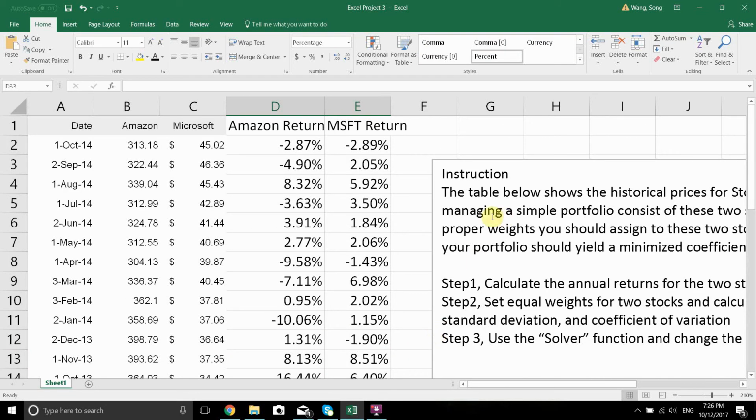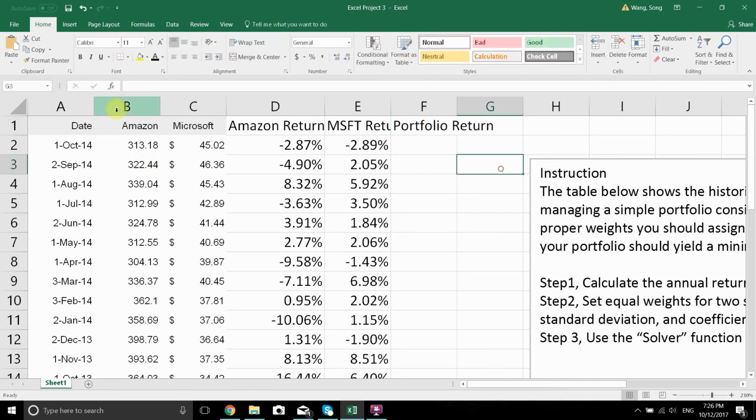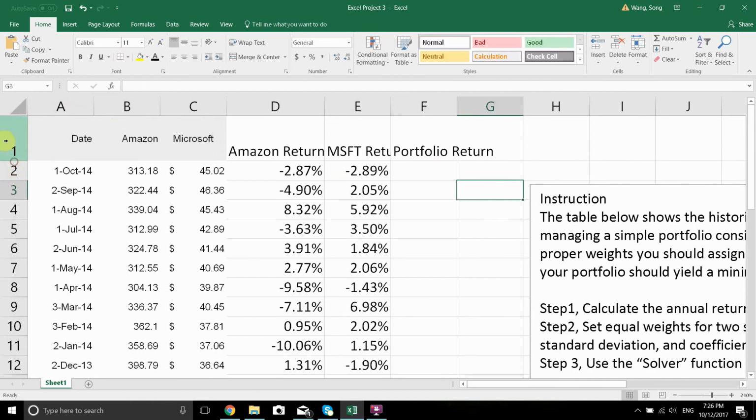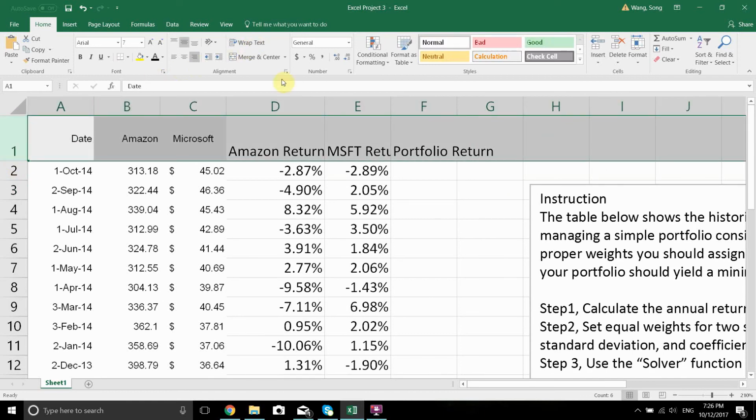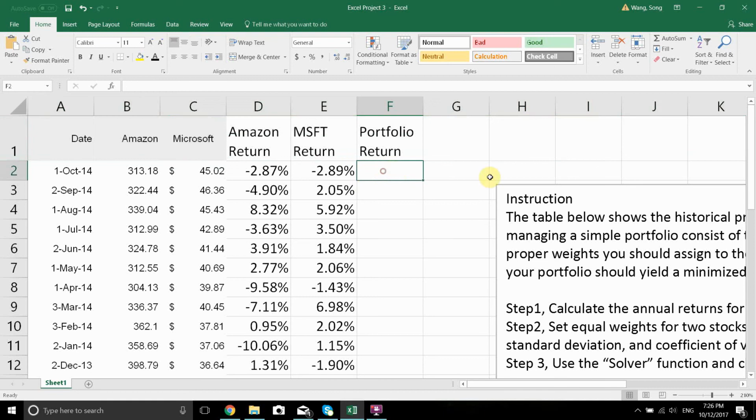Okay, so that's basically step number 1 in your project. And for step number 2, you're going to get a portfolio return. You see this may be a little bit long, and I can wrap the text to make the width of the column look proper.